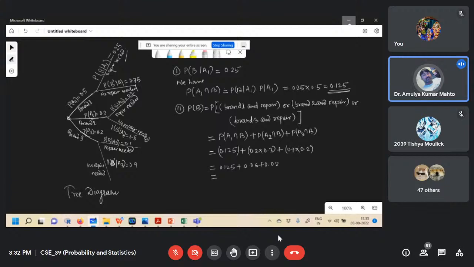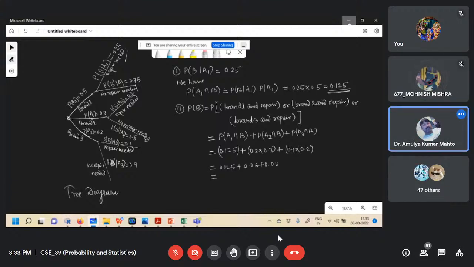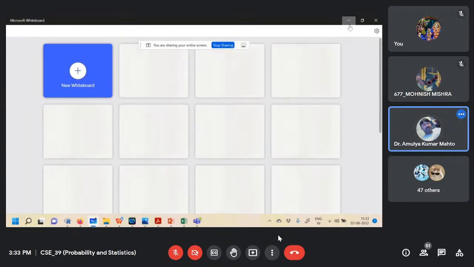This will be 0.205. This is the problem. Got it? There is a third part of this. I am giving you the third part also. Let me go to the next slide.